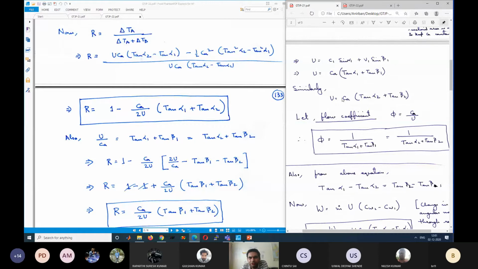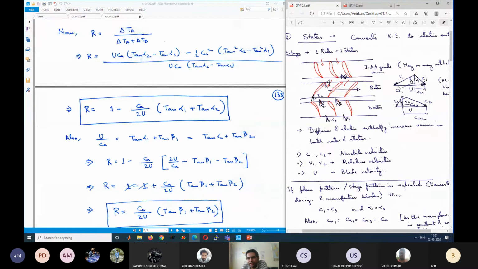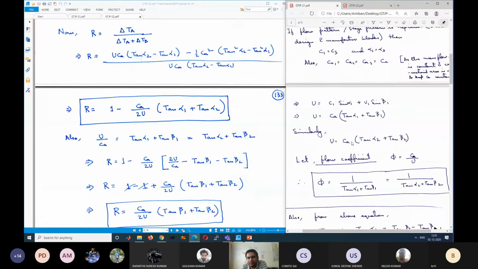So we have derived U is equal to CA (tan alpha 1 plus tan beta 1) from the velocity diagram. On this velocity diagram, U is equal to CA tan alpha 1 plus CA tan beta 1. Also, U is equal to CA (tan alpha 2 plus tan beta 2). So U by CA can be written as tan alpha 1 plus tan beta 1 or tan alpha 2 plus tan beta 2. So now we can replace tan alpha 1 by U by CA minus tan beta 1, and tan alpha 2 by U by CA minus tan beta 2.